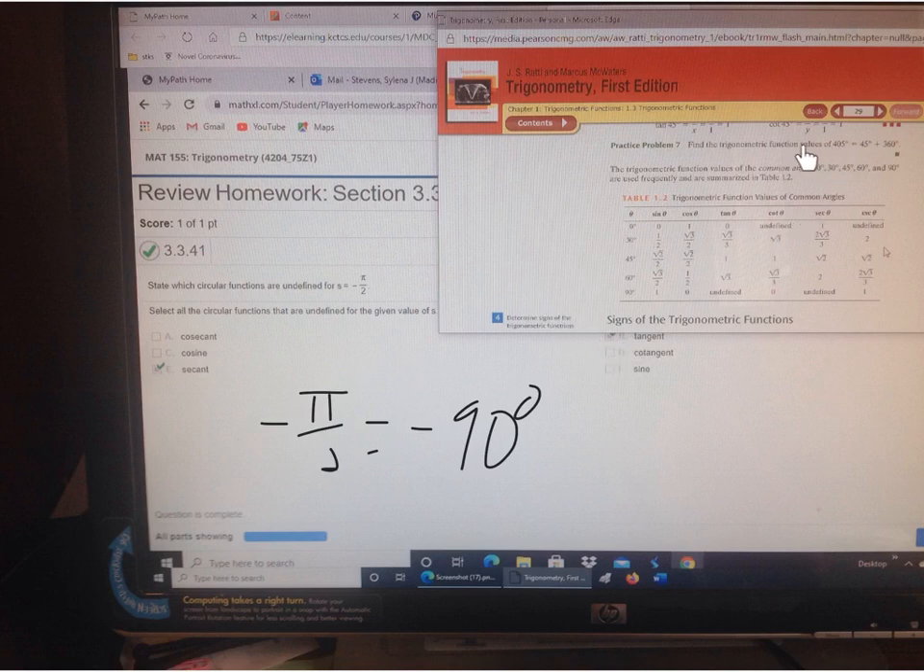So I'd just say go back to Chapter 1, Section 3, and refresh your memory on this section. I know that may help.